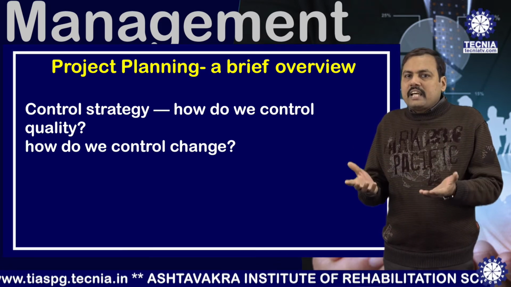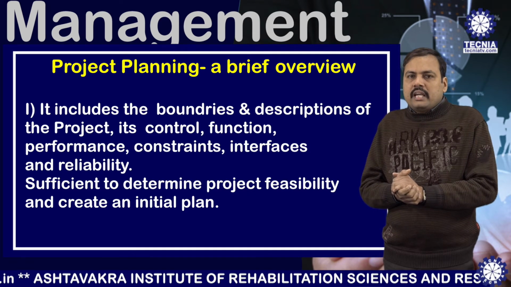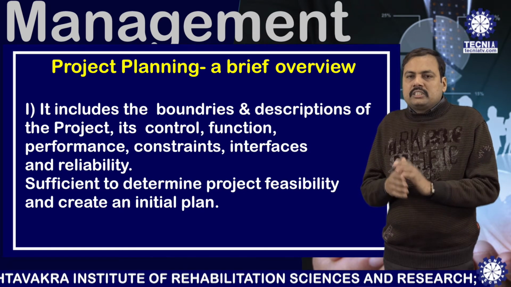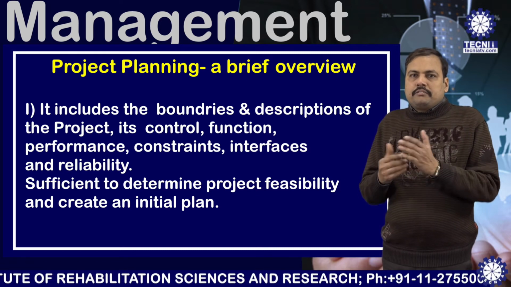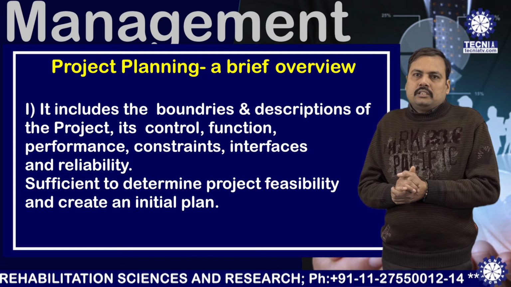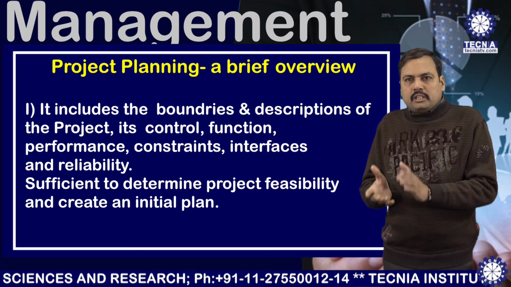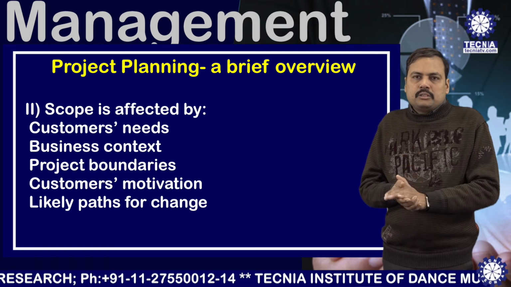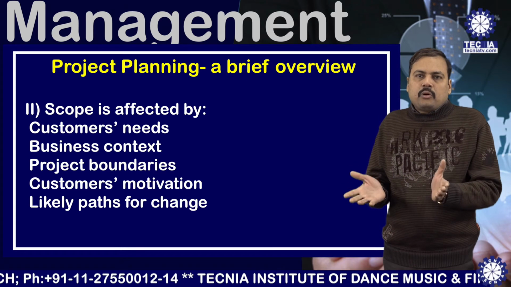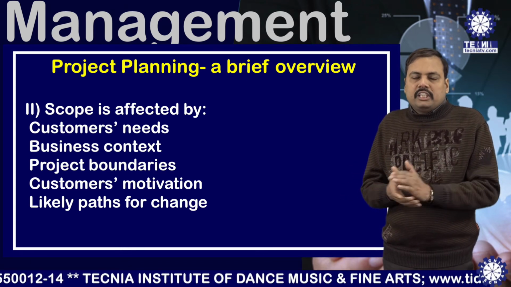Now, let's discuss that in detail. Scope. It includes the boundaries and description of the project, its control, function, performance, constraints, interfaces and reliability. Sufficient to determine project feasibility and create an initial plan. Scope is affected by customers' needs, business context, project boundaries, customers' motivation, likely paths for change.